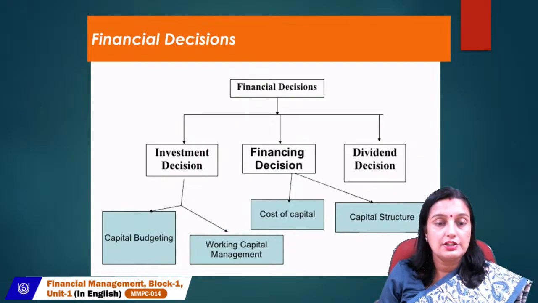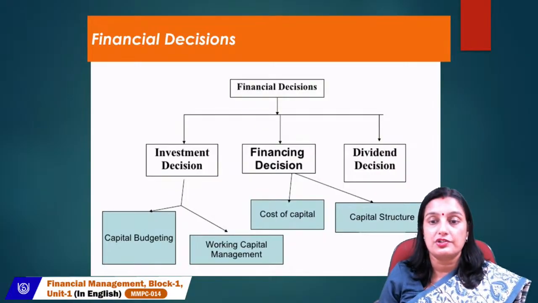The first decision is the investment decision, which comprises capital budgeting and working capital management. The second one is the financing decision, which covers the cost of capital and capital structure. And the third one is the dividend decision, which I have already discussed: the sharing of profit among the shareholders. So what do you mean by capital budgeting? I am going to explain it briefly here.